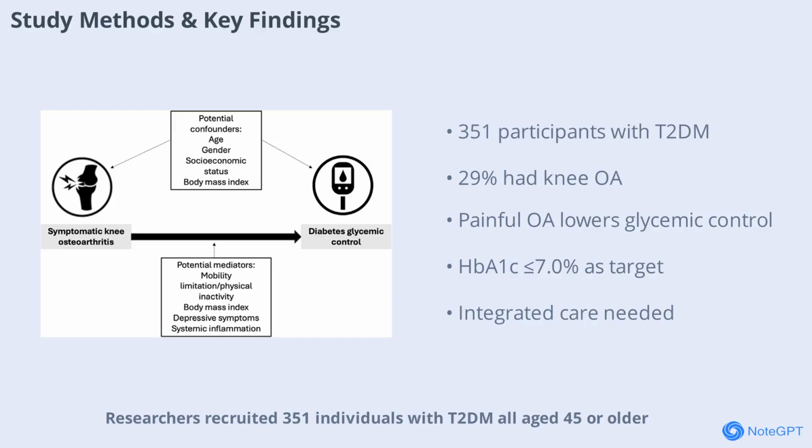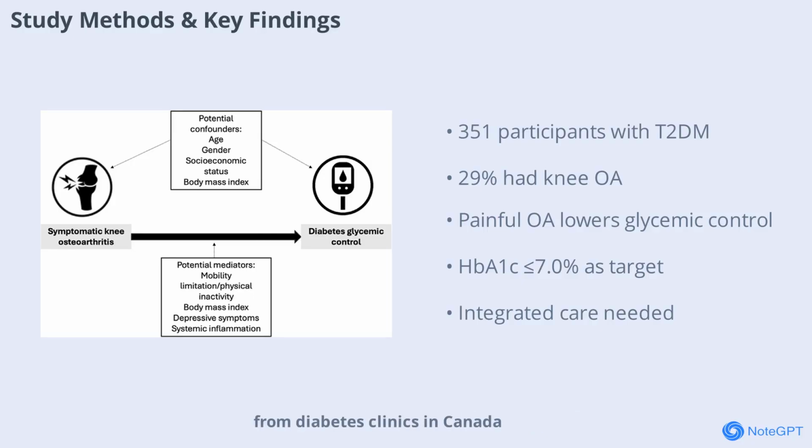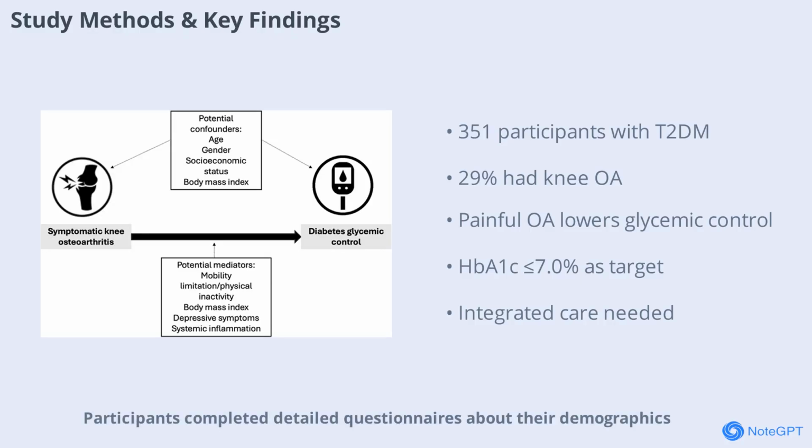Researchers recruited 351 individuals with T2DM, all aged 45 or older, from diabetes clinics in Canada. Participants completed detailed questionnaires about their demographics, medical history, and knee symptoms. Glycemic control was measured using HbA1c levels with a target set at 7% or lower.